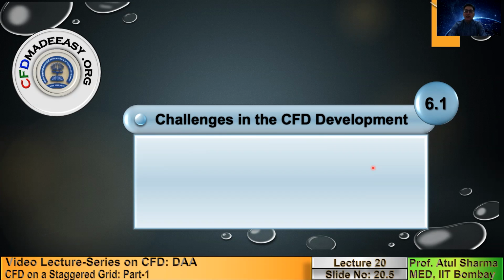Now, in this mass conservation law, I'll present that one of the challenges is that we have to derive the algebraic formulation for pressure from this mass conservation law. That is another challenge in the development of CFD. And the last challenge in CFD development is an issue called pressure velocity decoupling.